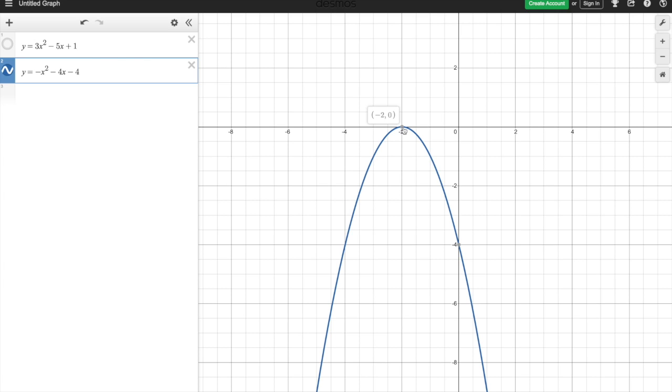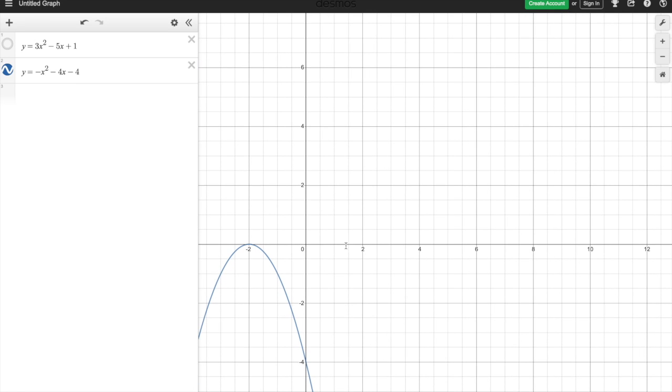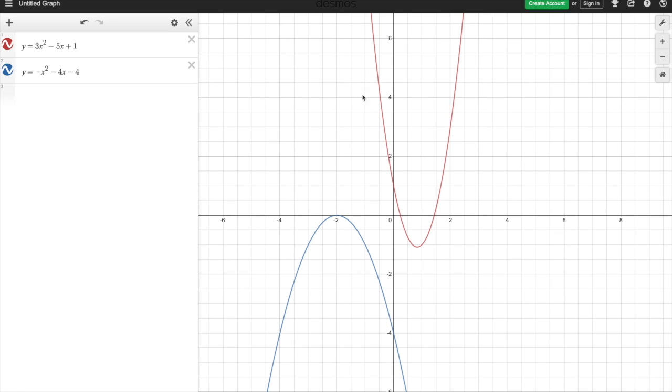So the two shapes that you saw in this video are the two general shapes for quadratic functions. They're either going to look like this one, where they have a maximum or a peak, or they're going to look like our red quadratic that had a minimum or a valley.